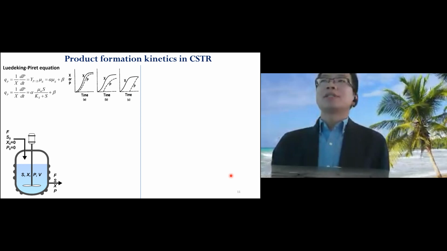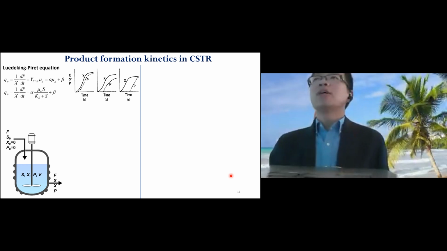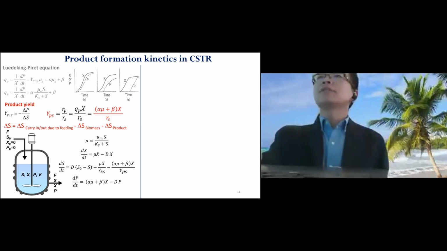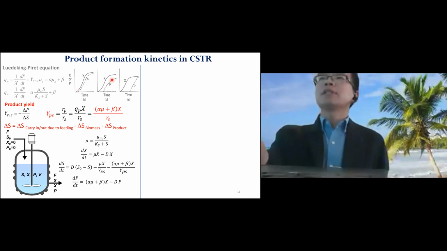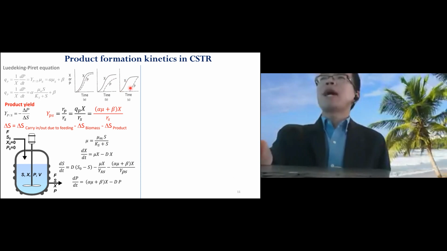In a real biological system, the product might have 3 distinct patterns. We call one growth associated: here, for example, the product formation is well associated with the growth. We also have partially growth associated, where the product P is just partially associated with the cell, or maybe the non-growth associated model, where the cell doesn't make product at the beginning, and only when the cell enters stationary phase does the product start coming out.